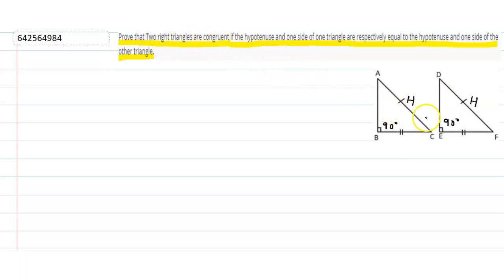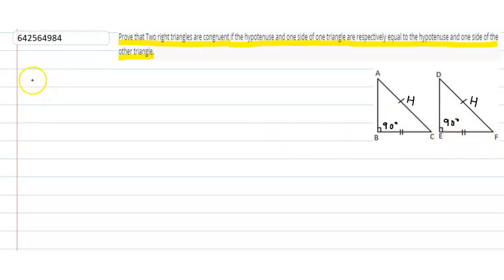We have to prove the congruency between these two triangles. We can prove the congruency between these two triangles in various ways. So I am using the SSS congruency rule. SSS stands for side, side, side. Two sides we know: the hypotenuses are equal, and BC and EF are also equal. So we have to prove that AB is equal to DE. Then we can easily prove that triangle ABC is congruent to triangle DEF by the SSS congruency rule.